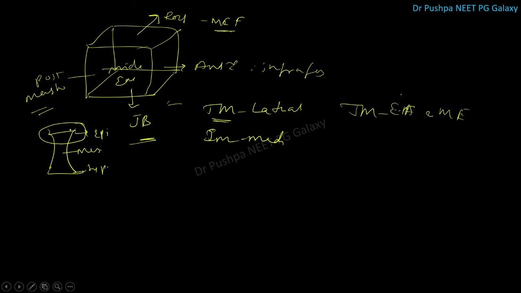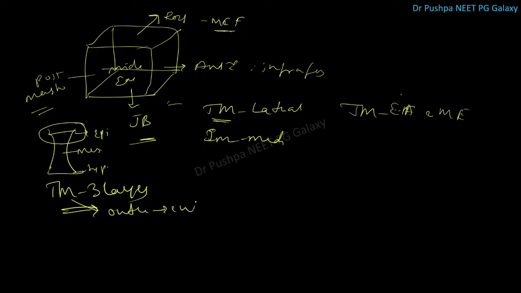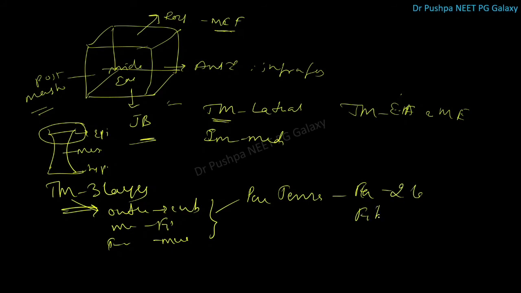So tympanic membrane has 3 layers. What are the 3 layers of tympanic membrane? Outer layer is cuticular, middle layer is fibrous, and inner layer is mucus. Usually, these 3 layers are present in pars tensa, but in pars flaccida, there are only 2 layers. Fibrous layer is absent. In what all conditions will we find only 2 layers? One is pars flaccida, another one is healed perforation. In healed tympanic membrane, we will find only 2 layers. The fibrous layer is absent.